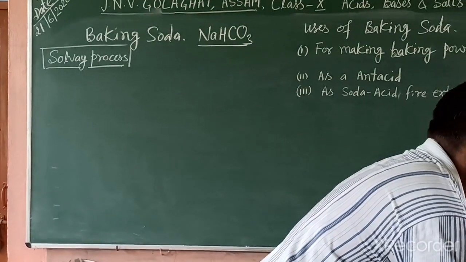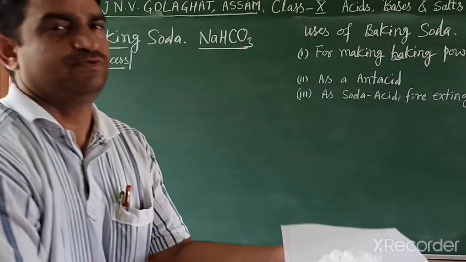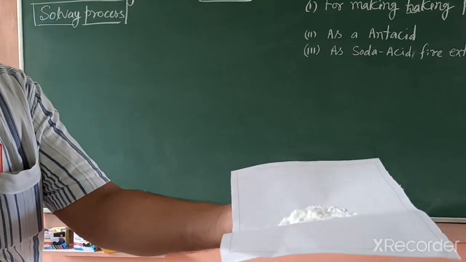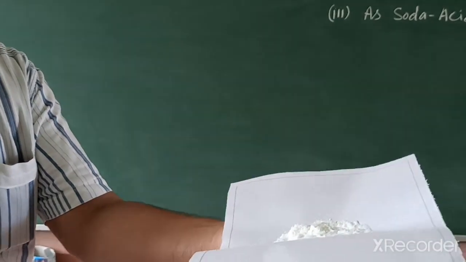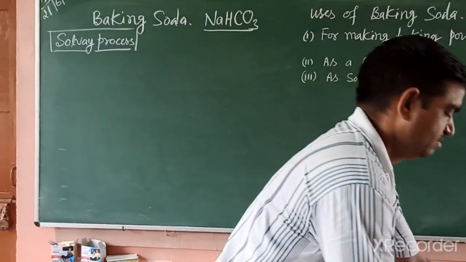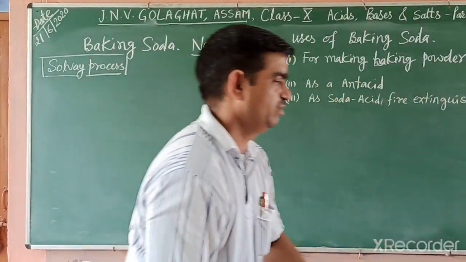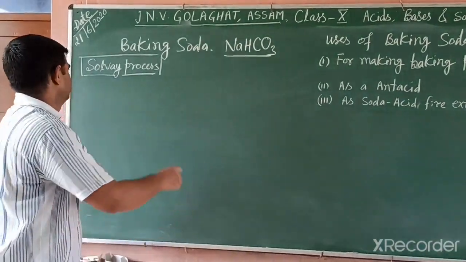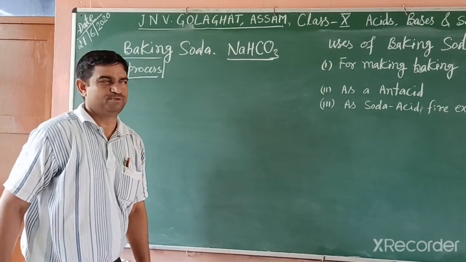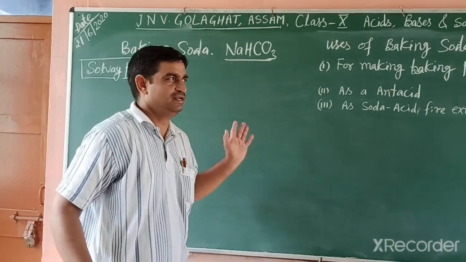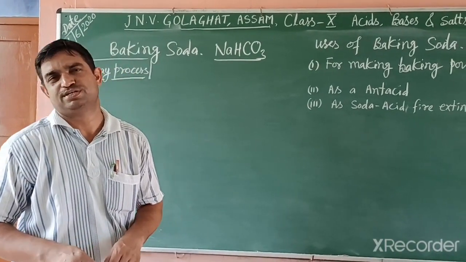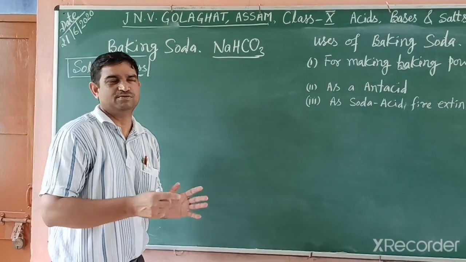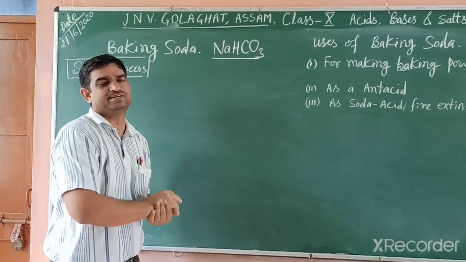Sodium hydrogen carbonate is a white salt in powdered form like this. We will do some experiments after some time. At first we study how to prepare it. Baking soda is prepared in industry by a process known as the Solvay process, and the details of this process we will study in 11th class. In this class we only write the raw materials.